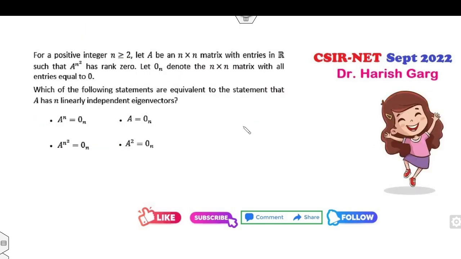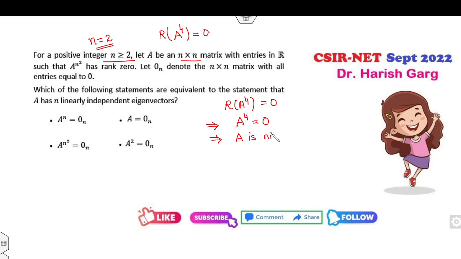Okay, look at another one. For every positive integer n greater than or equal to 2, तो मैं एक आसान ले लेता हूं n की वैल्यू 2. A is an n cross n matrix such that A raised to power 4, because n is 2, has rank 0. Fine. इसका क्या मतलब हुआ? Rank of the matrix is 0. That means A raised to power 4 is 0. That means A is a nilpotent matrix.